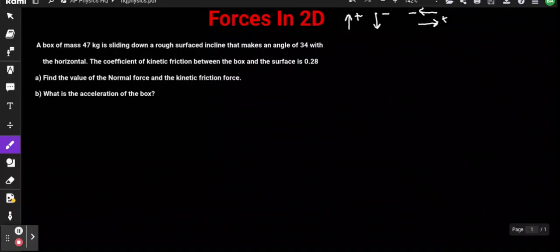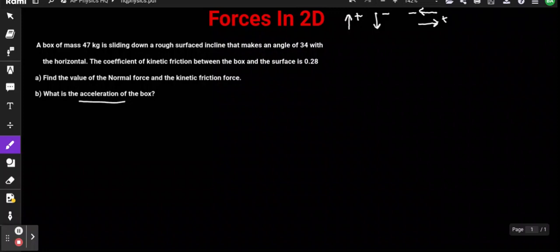Okay, so here are practice problems. Our problem explores all of the 2D stuff that we learned, and what's special about it is the forces are not balanced in this case. Our box is accelerating. So a box of mass 47 kilograms is sliding down a rough incline that makes an angle of 34 degrees with the horizontal. The coefficient of kinetic friction between the box and the surface is 0.28. Find the value of the normal force and the kinetic friction force, and also find the acceleration of the box.